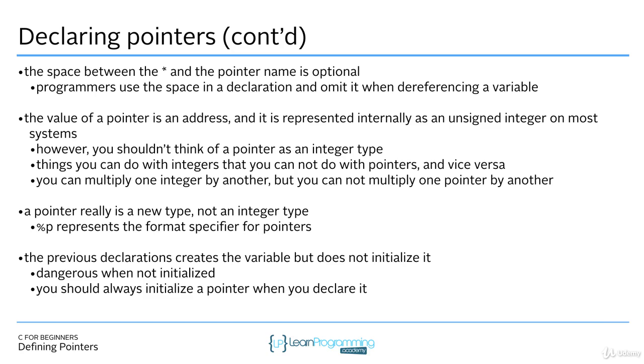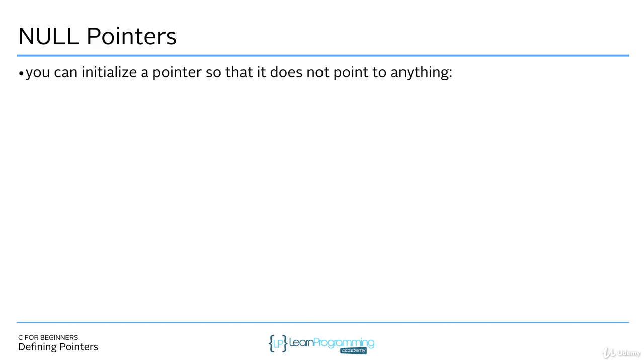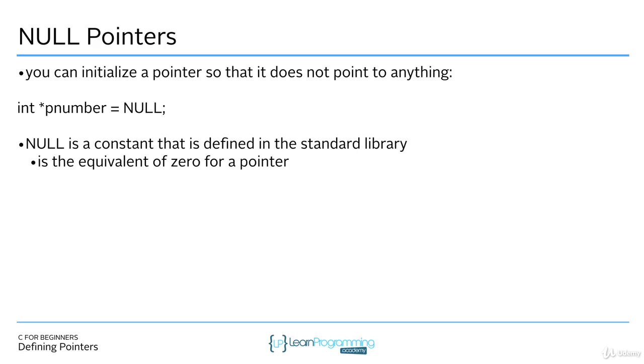The previous declarations create the variable, but there is no initialization. There's no assignment there. You always want to assign a value to a pointer. It's very dangerous if you do not initialize it, so you want to initialize a pointer when you declare it. If you don't know what to initialize it to, if it's not another variable's address or you didn't allocate memory dynamically for it, you can use a null pointer. So you can initialize a pointer so that it does not point to anything. You do this using NULL. You say int star p number equals NULL for a pointer to an int. NULL is a constant that is defined by the standard library.